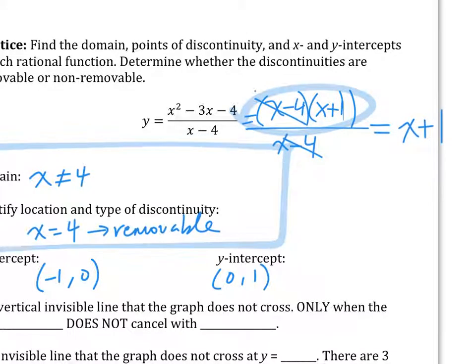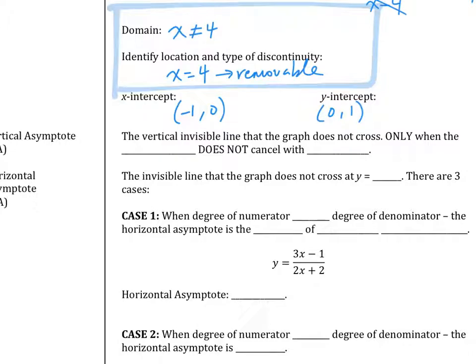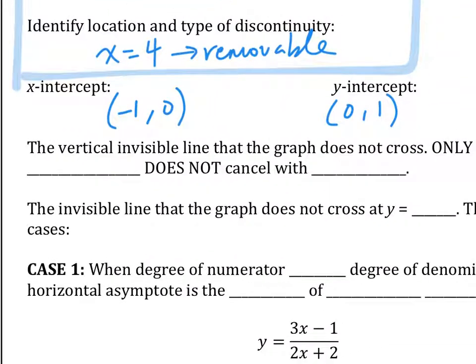Let's just give you the definition, and we may do a little bit of practice. Okay, so vertical asymptote is the invisible line, vertical lines that the graph does not cross. Only when the denominator does not cancel with the numerator. That is the vertical asymptote.